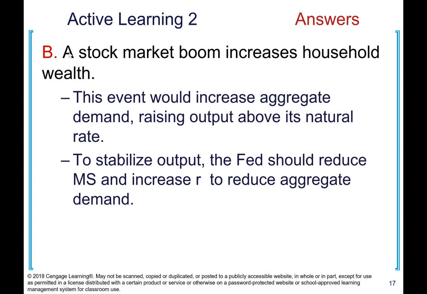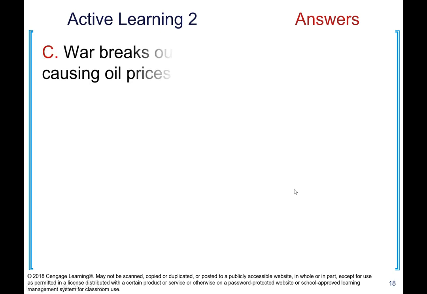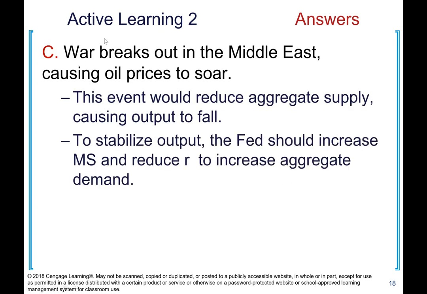Number B, this event, a stock market boom, increases household wealth. This event would increase aggregate demand, raising output above its natural rate. To stabilize output, the Fed should reduce money supply and increase interest rates to reduce aggregate demand, and that will stabilize the economy.